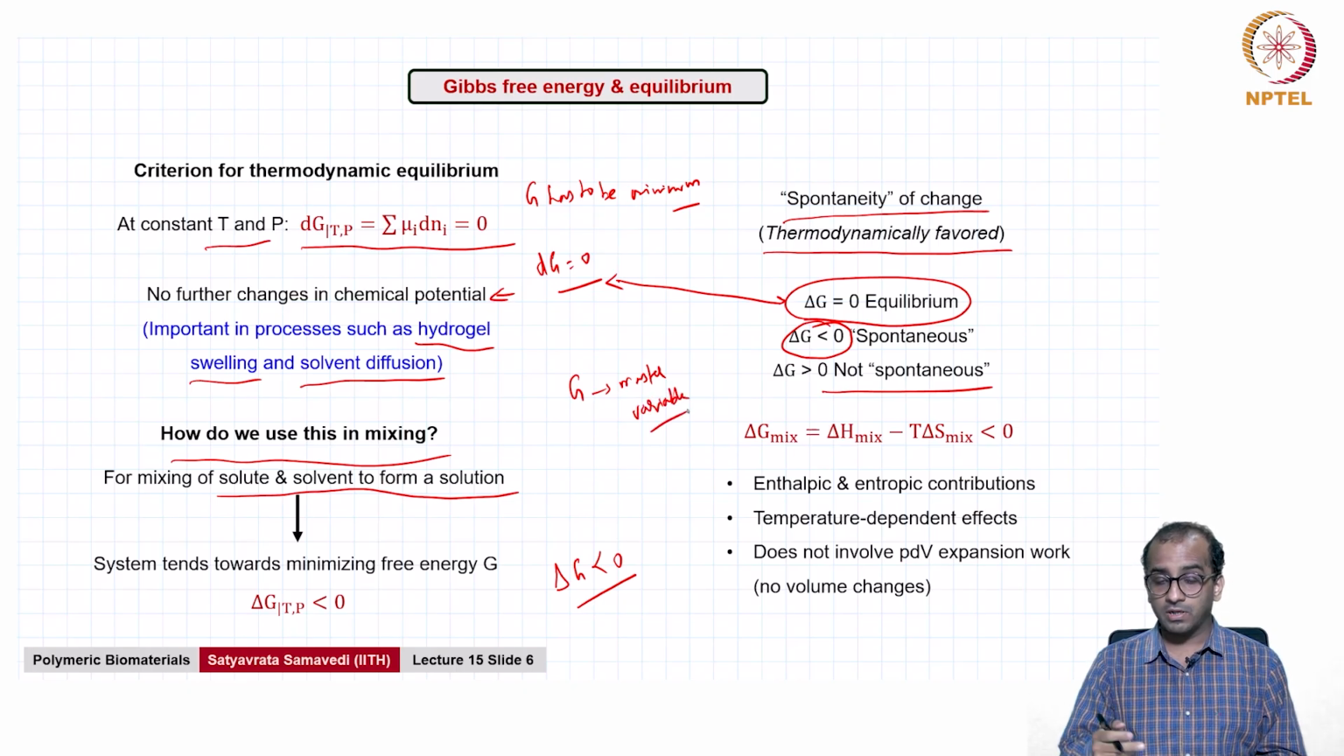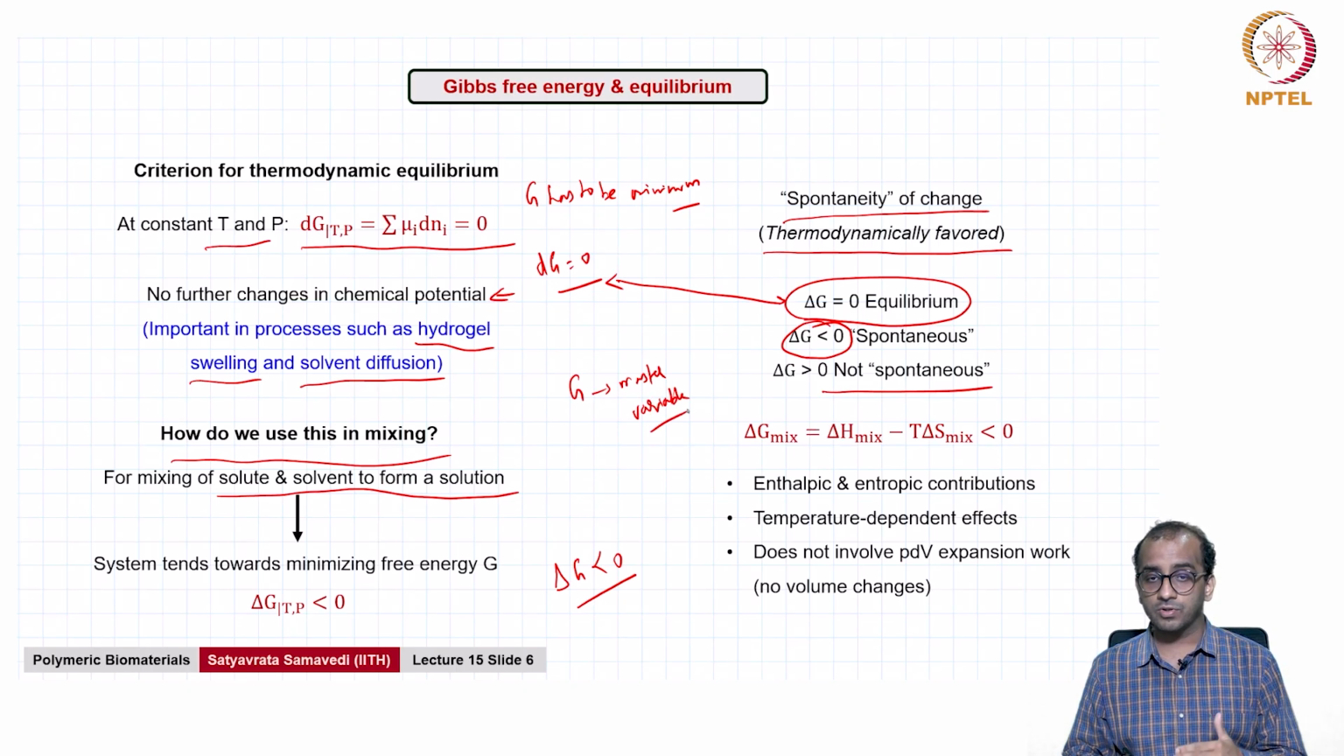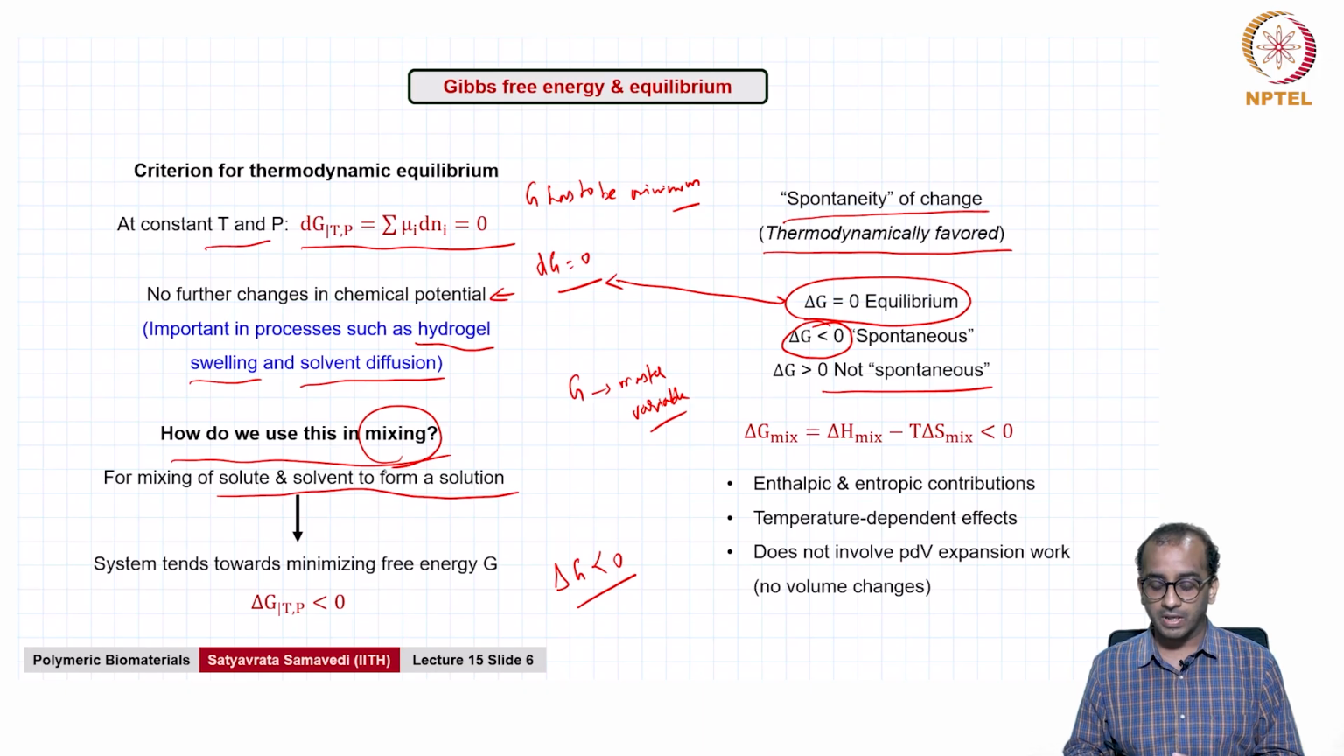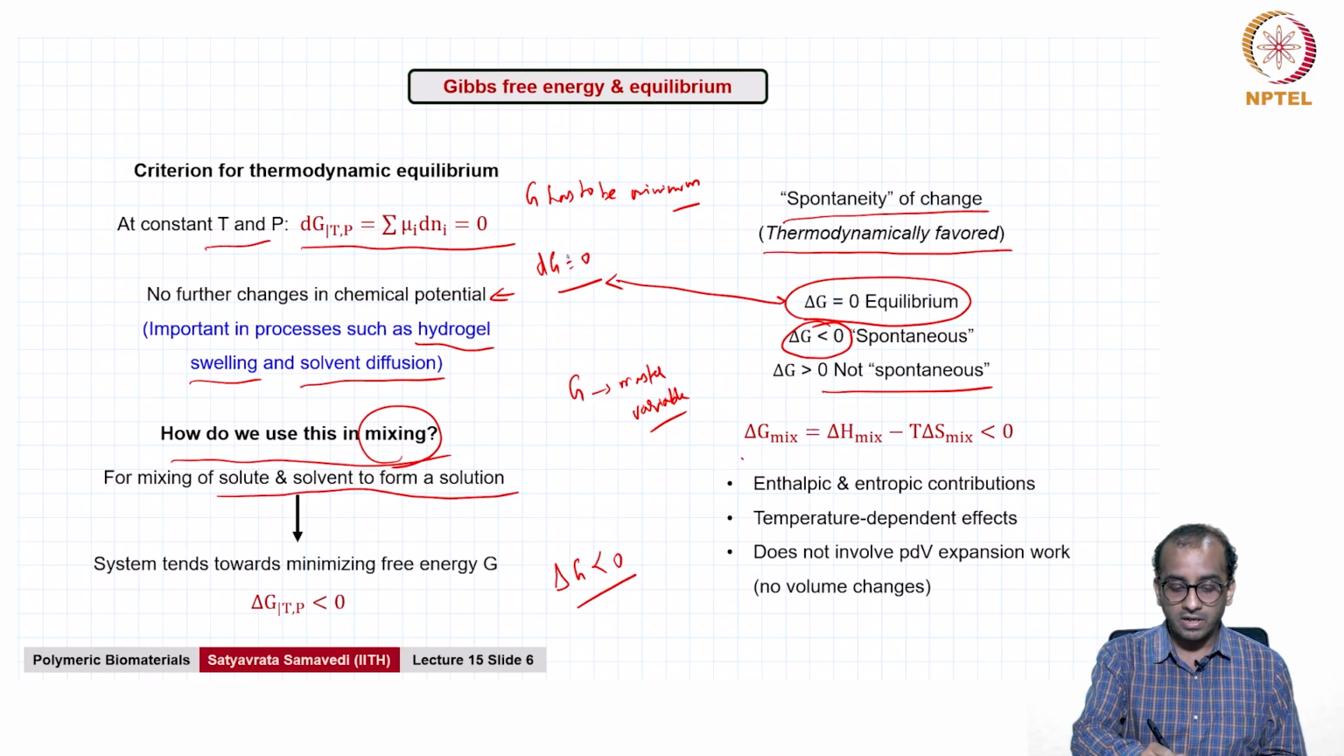With this one variable, it is so powerful that we can use it to determine the direction that a system will take spontaneously, based on whether the change in free energy is positive or negative, and whether it is thermodynamically favored or not. In this case, we are looking at the specific process of mixing of a solvent and a solute. The second thing we have looked at is this criterion for equilibrium.